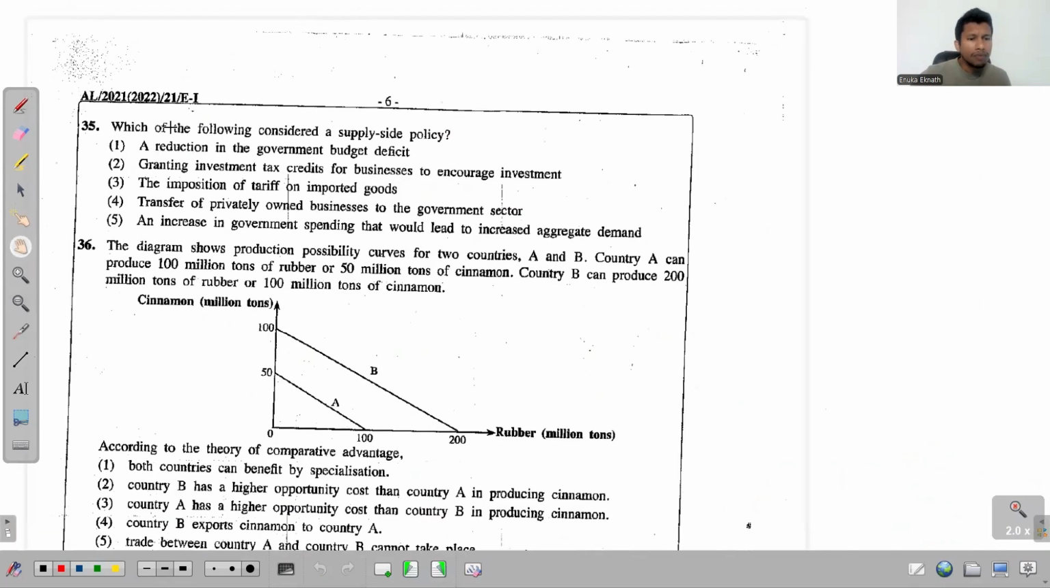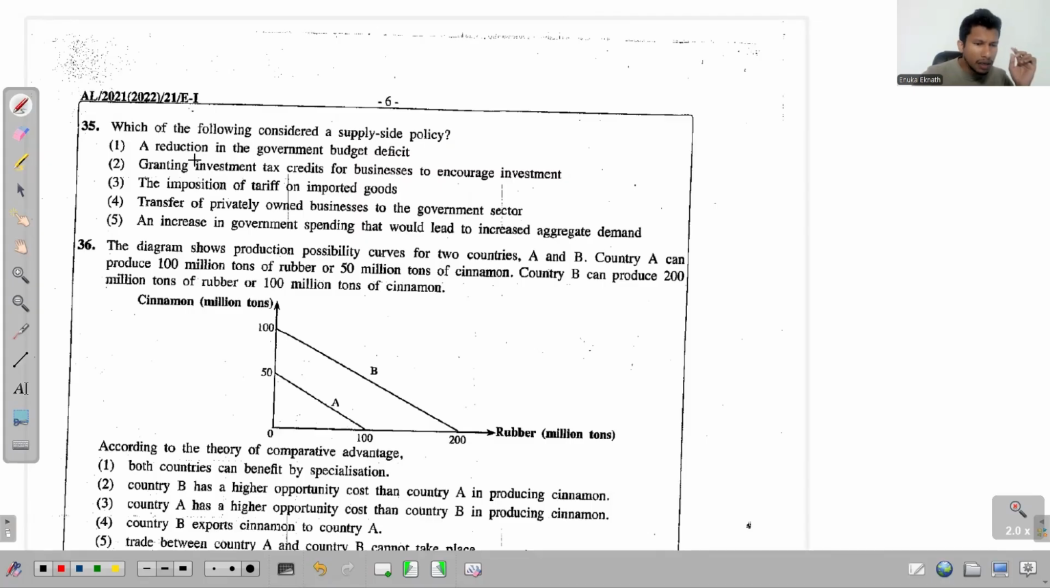Question 35 says, which of the following is considered a supply side policy? So what are these supply side policies? We have two main policies. On one side, we get the demand management policies. And what are the examples for such demand management policies? Now, we have the fiscal policy. We also have the monetary policy. And both these fall under demand management policies. And what are the supply side policies? These are the policies implemented by the government in order to help the supplier to increase the production, to increase the real output. Right. So the question asks us to recognize an example for a supply side policy.